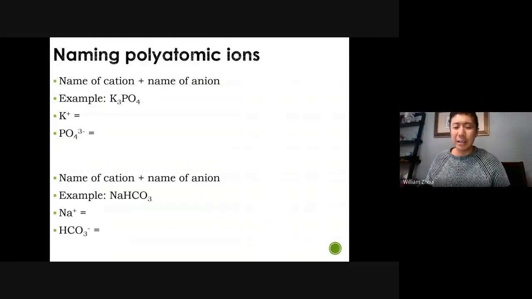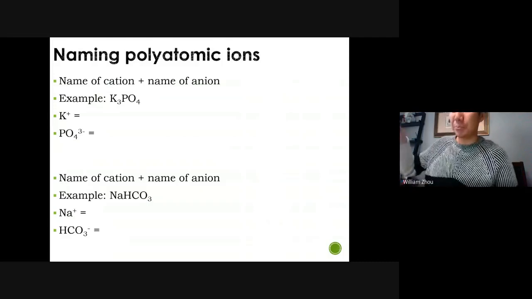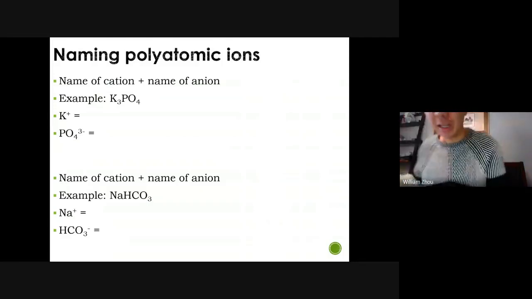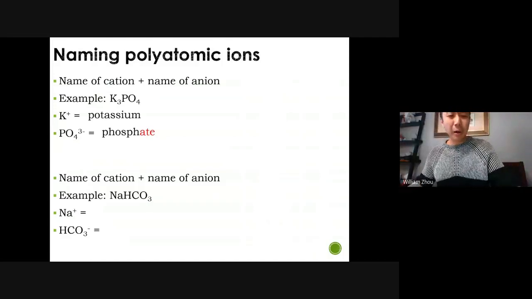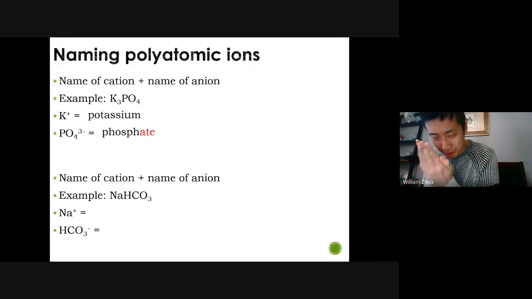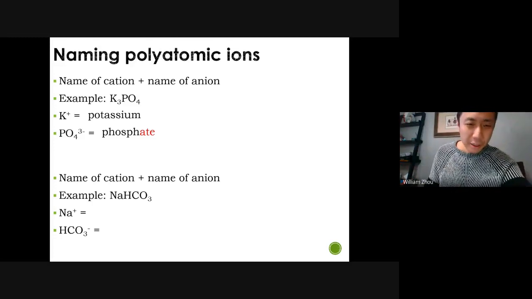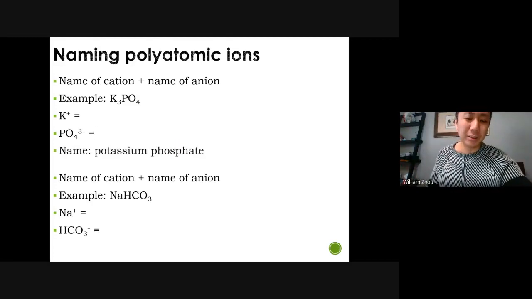So let's do some examples. First one, K3PO4. Okay, don't panic if you see something big like that. The biggest mistake that I see is people just simply name all of them potassium phosphorus oxide. No. Just because you have potassium, phosphorus and oxygen doesn't mean it's potassium phosphorus oxide. You have to recognize that K is potassium and PO4 is a polyatomic ion called phosphate. How do you know? Look on the sheet that has it. Okay. Please use your sheet. And then you just put them together, you're done. Potassium phosphate.